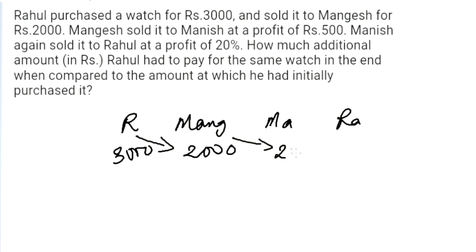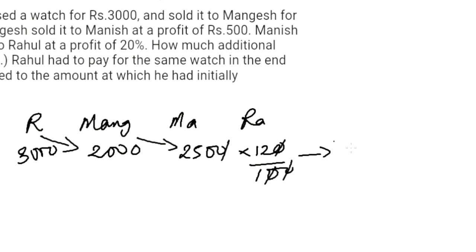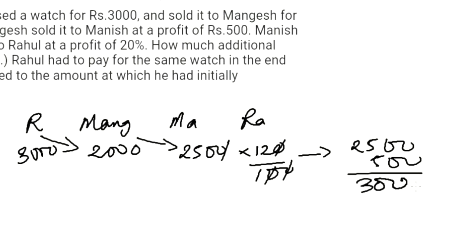And Manish again sold it at 20% profit, that means 120% of this, right? Simple as that. How to calculate quickly? Simply multiply 10 into 250, which is 2500, and then 2 into 250 is 500. So this is 3000. So how much did Rahul initially take? It's the same, so he didn't spend anything. That is 0, compared to what he had initially purchased. How much additional amount? He didn't pay anything. It was 0.